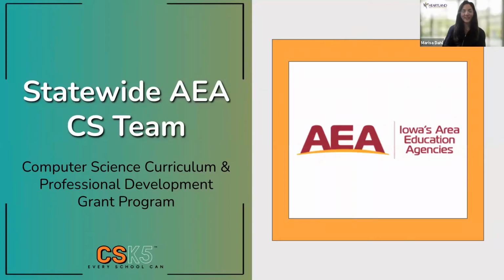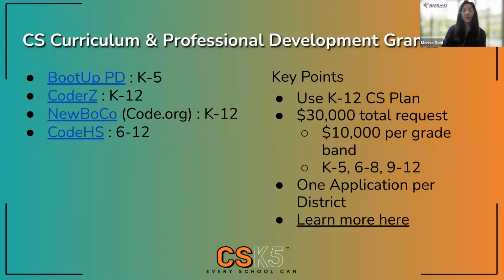Hi, yes, I am Marisa Dahl, and I'm one of the instructional technology consultants at Heartland AEA. I'm going to share with you a little bit about the professional development and curriculum grant that the state has also allocated funds for. They did an RFP process, and the 4 on the left of your screen are the ones the state has chosen to provide funds for different grade bands. Boot Up would be grade K-5, Coder Z would go K-12, NewBoCo K-12, and Code HS is 6-12. In those grants, you're allocated $10,000 per grade level, but the district only has to submit one grant.